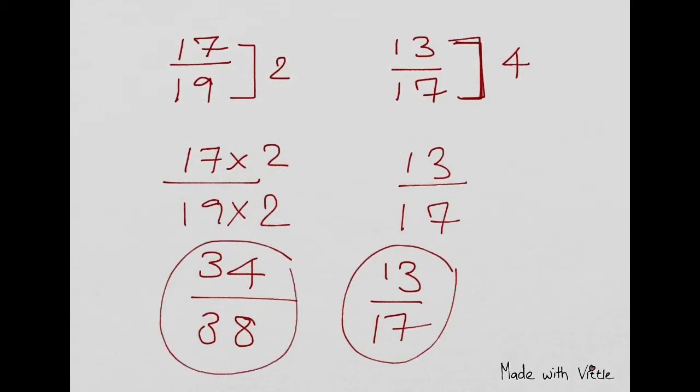Now the difference between these two is similar, which is 4. Then we can see that the numerator which is greater is 34 compared to 13, so 34 by 38 is the bigger number. That is the whole logic. I hope it's fine.